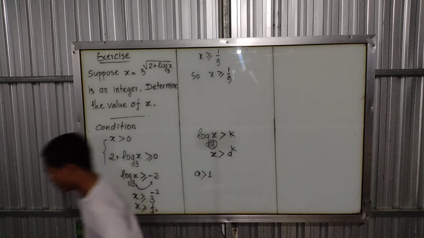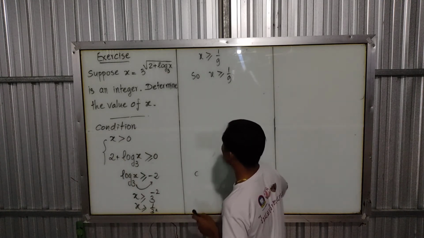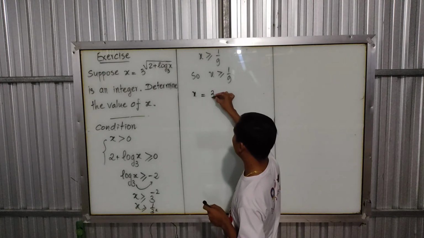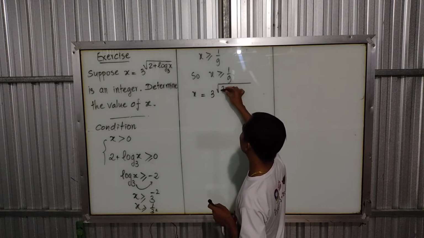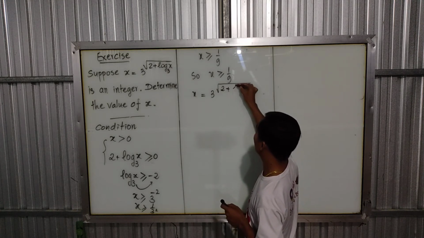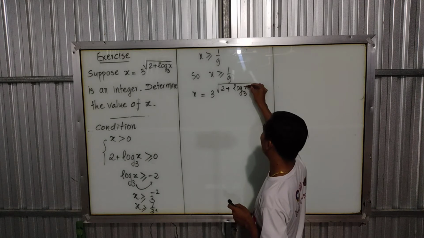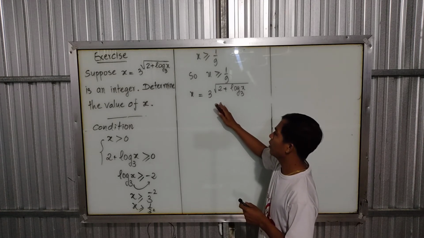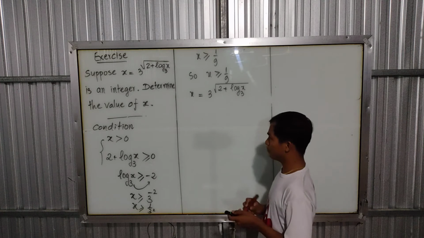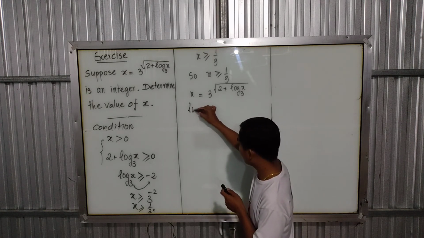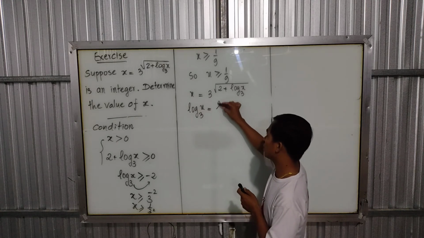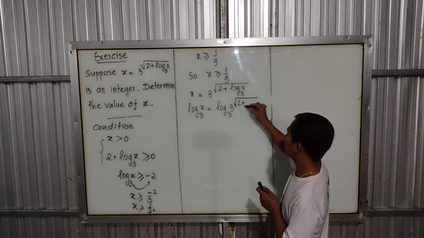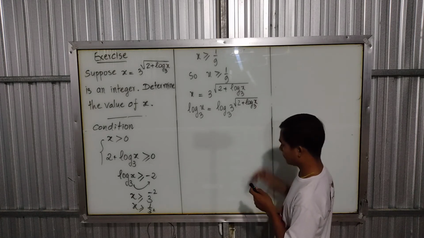Okay, now we have the condition, so we can solve our equation: x equals 3 to the power of the square root of 2 plus log base 3 of x. Now we take log base 3 on both sides of this equation, so we get log base 3 of x equals log base 3 of 3 to the power of the square root of 2 plus log base 3 of x.